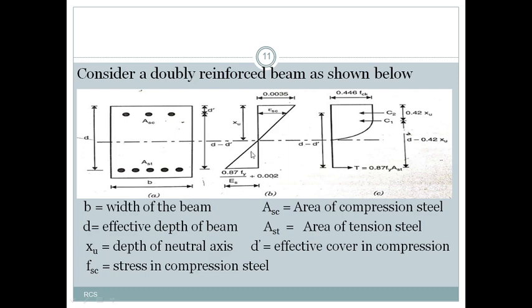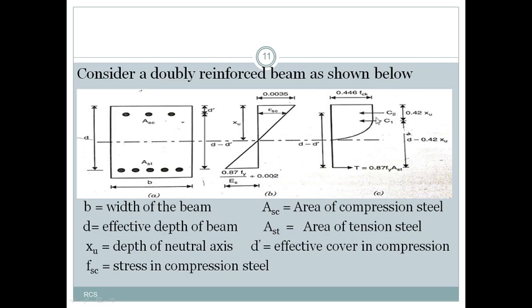So let me explain the terms we have here. B is the width of the beam, and small d is the effective depth of the beam, and XU is the depth of neutral axis, and FSC is the stress in compression steel. FSC we have to calculate. ASC is the area of compression steel, and the stress induced in this steel is called the compressive stress in steel, which we indicate with FSC, and D dash is the effective cover in compression.